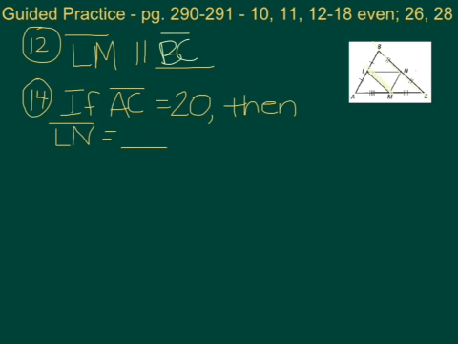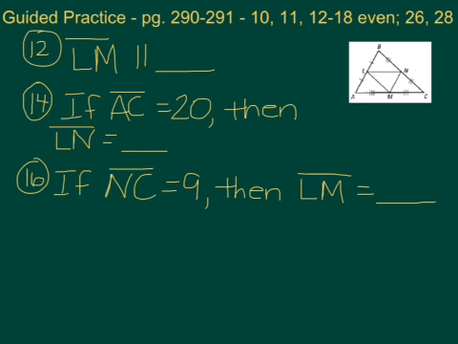Okay, on number 14, it says if AC equals 20, then they want us to find LN. So I know that this big side down here, AC, is 20, and I'm trying to find LN. Well, LN is a midsegment, and it's parallel to AC, and by Theorem 5.9, we also know that LN is half of AC. So LN then has to be 10.